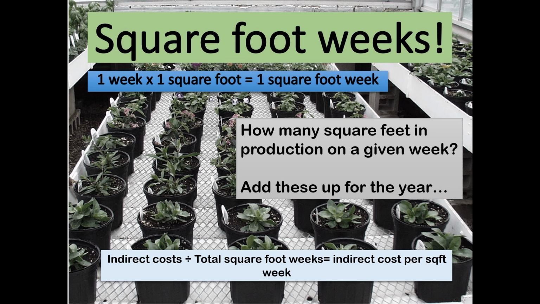Then I can take all those indirect costs divided by, from my greenhouse range, how many square foot weeks do I have total? And that's going to yield the indirect costs per square foot week. I'm sorry, this word should have been over here. So what's the indirect cost per square foot week?